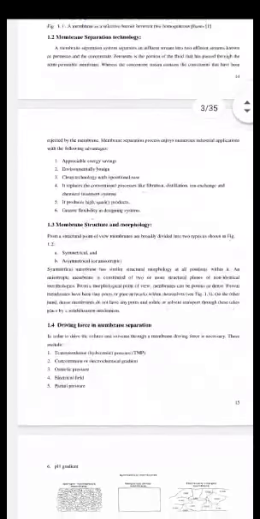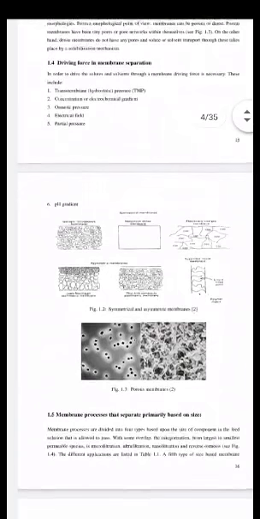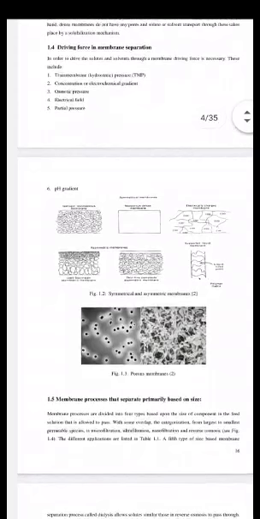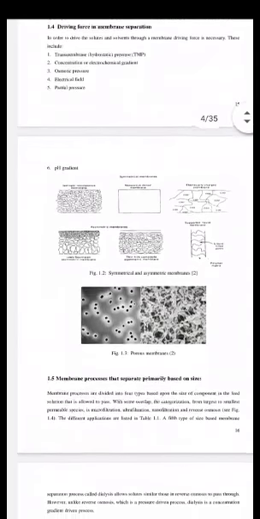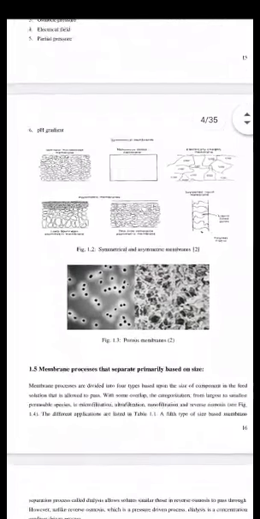As per microfiltration, now in these diagrams, there are a lot of driving forces in membrane separation techniques. First is the TMP, the transmembrane hydrostatic pressure. Another is the concentration or electrochemical gradient. Third is the osmotic pressure. Fourth is the electrical field, and fifth is the partial pressure. And also by using a pH gradient, the sixth technique, we can separate the solution using this driving force.